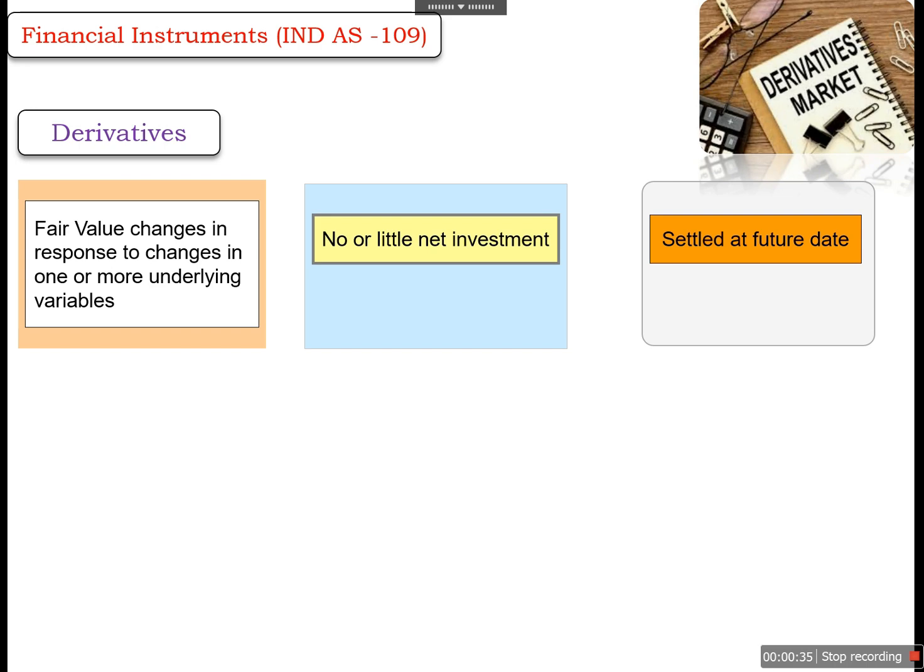In that case only we will call a financial instrument a derivative, and a derivative will always be measured at fair value, and any change in the fair value is to be recognized in the profit and loss account, except for hedge accounting, which we have discussed in separate videos. You can refer to that. So let's discuss some examples of derivatives.